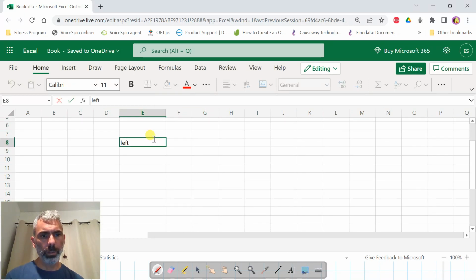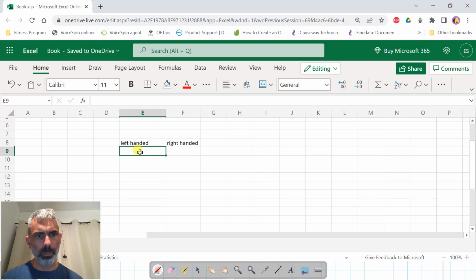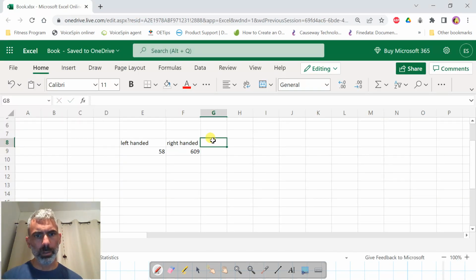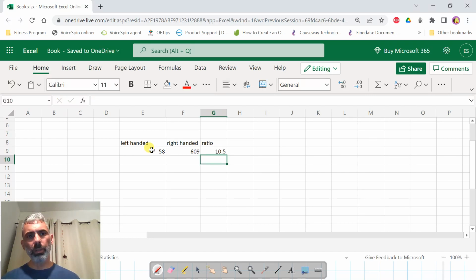Okay, so we have left-handed, right-handed, 58 and 609. So for the ratio, I divide the total number of right-handed by 58, which is the number of left-handed students. So for every one left-handed student, you need to multiply by 10.5 to know how many right-handed students there are.